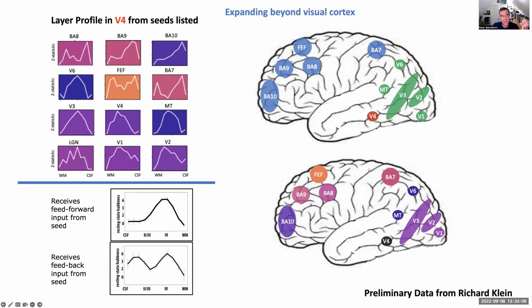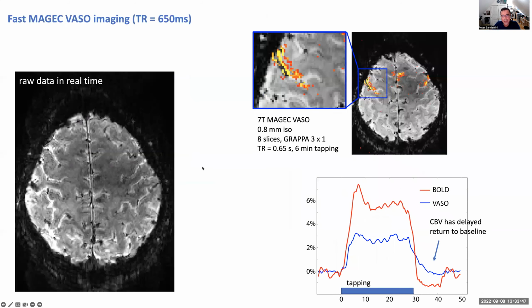If you look at BA8, BA9, BA10, these are all upper cortical areas. They seem to show this double hump in V4, which is the feedback that occurs. They're higher and they're feeding back to V4. If you look at the areas that are potentially below V4, LGN, V1, V2, V3, and once again we're looking at the V4 layer profile, you show this resting state correlation that's a single hump. So it's a nice way of pulling out upper and lower cortical hierarchy.